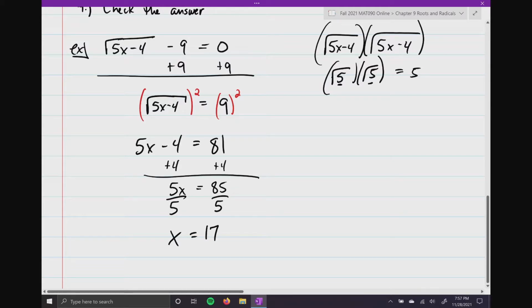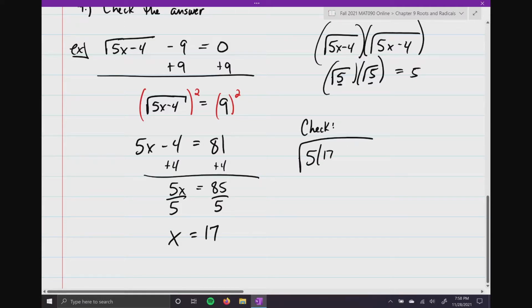And before I go any further, I have to check my answer because I don't remember. You could get an extraneous solution here. All right, we were introduced into the concept of extraneous solutions in the previous chapter, so that could still apply here. So let's just go ahead and let's check it real quick.